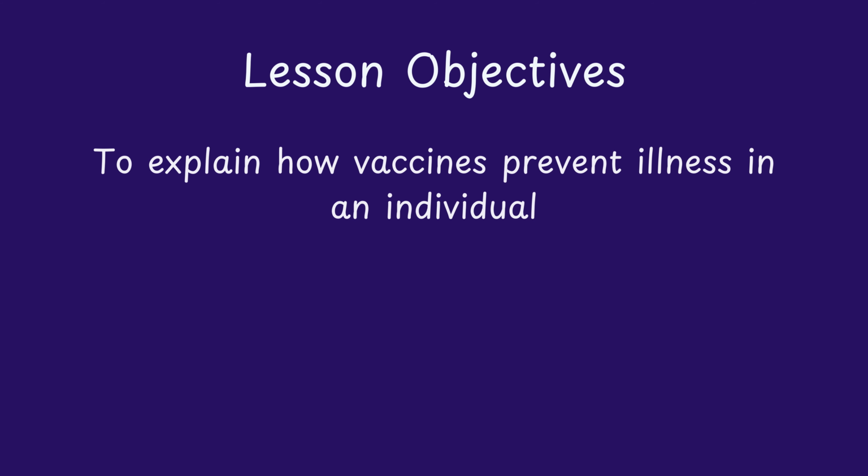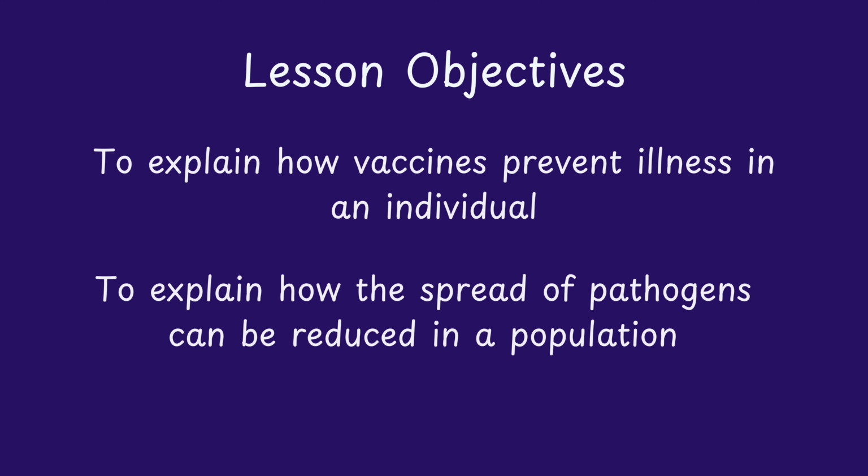The lesson objectives are to 1. Explain how vaccines prevent illness in an individual, and 2. Explain how the spread of pathogens can be reduced in a population.